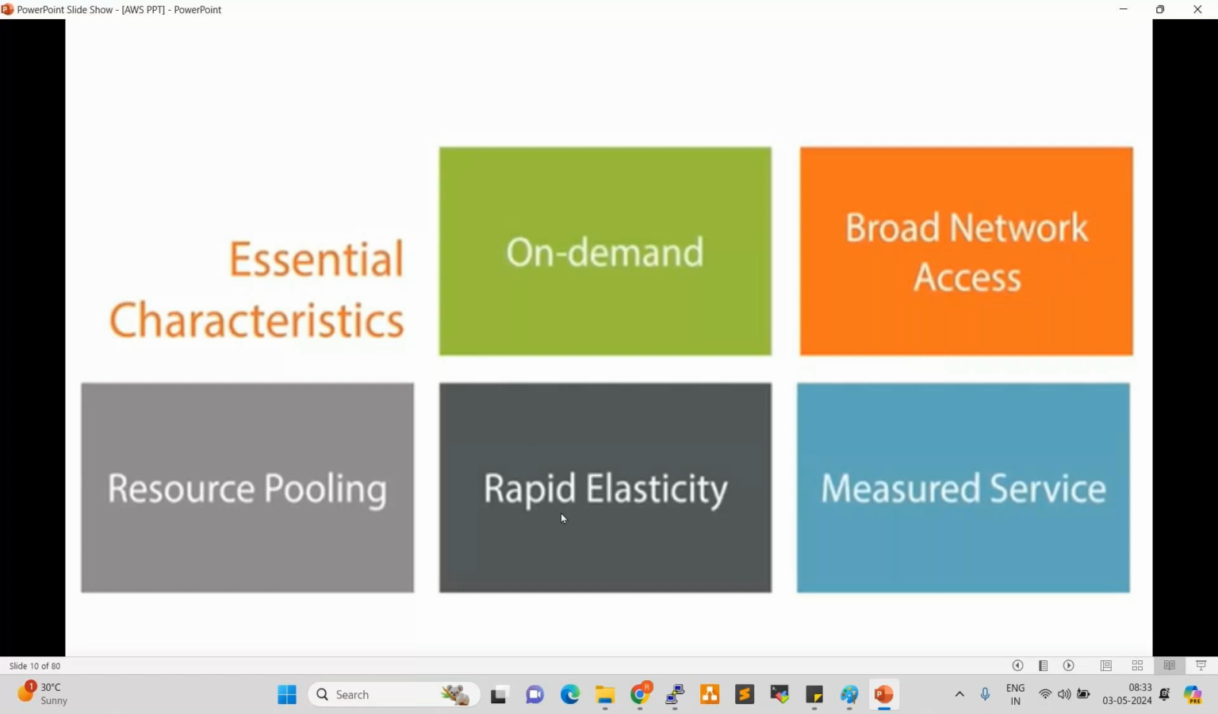Next one is rapid elasticity. What is elasticity? We can increase or decrease. Whenever you want to increase any resources, by a single click we can increase, or if you want to decrease, we can decrease.